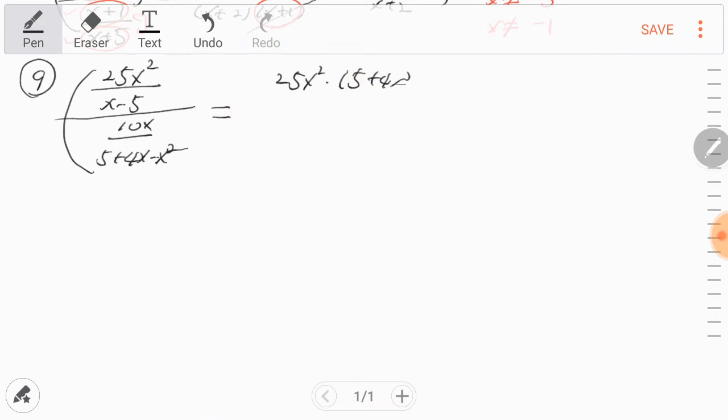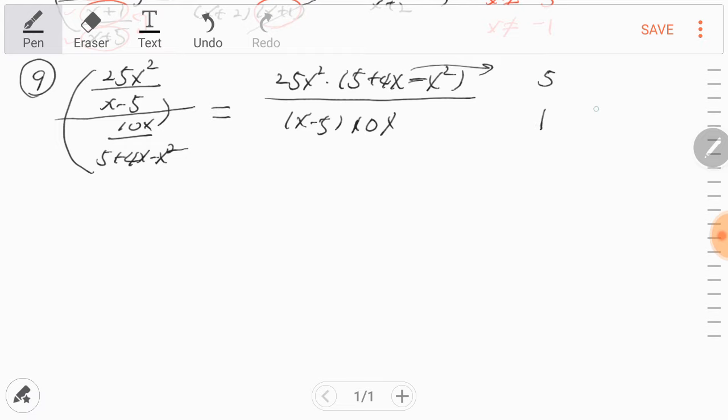5 plus 4x minus x squared divided by the inner part, x minus 5 times 10x. Okay. And then make sure that we need to factor this trinomial. And this trinomial is in ascending order, so it is still fine. So 5 can be written as 5 times 1, and x squared is negative x times x, and then we can put the negative sign here.